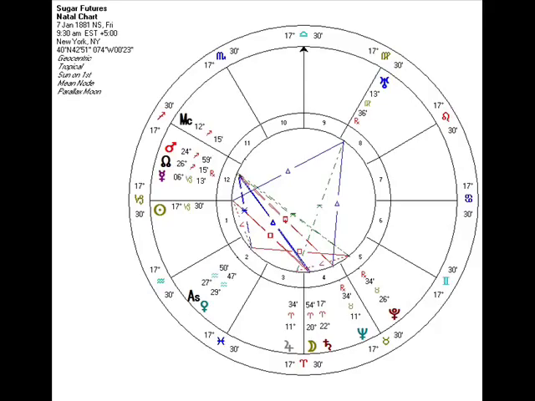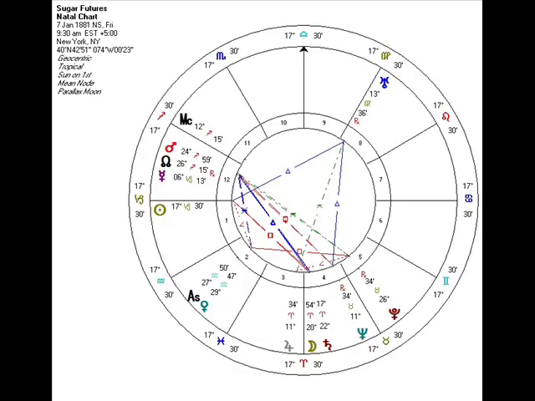Now, to give you an example of this all put into practice, take a look at the horoscope that you're seeing on your screen right now. That is the first trade natal horoscope for sugar futures, and they started trading early January 1881 in New York City. I want you to take a look at where the sun was located on that first trade date, and you'll see that it was located at 17 degrees of Capricorn.